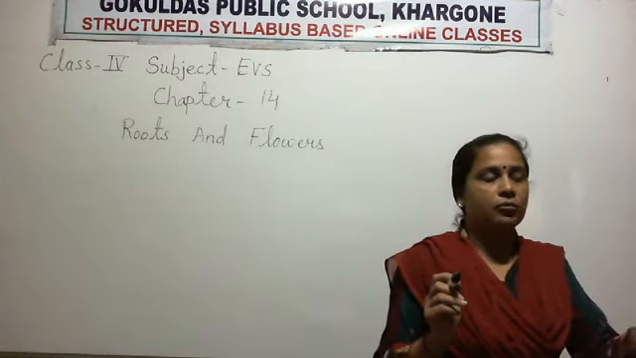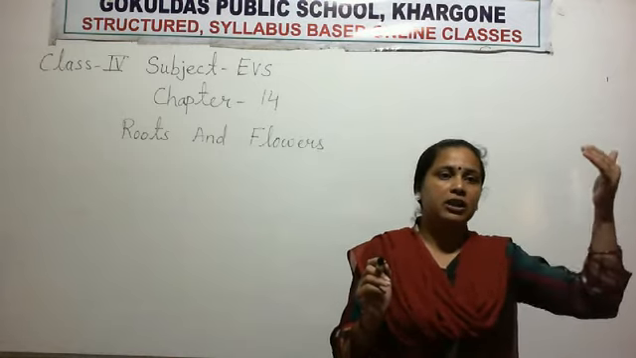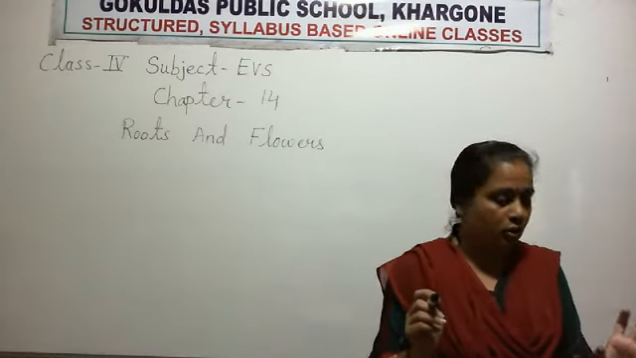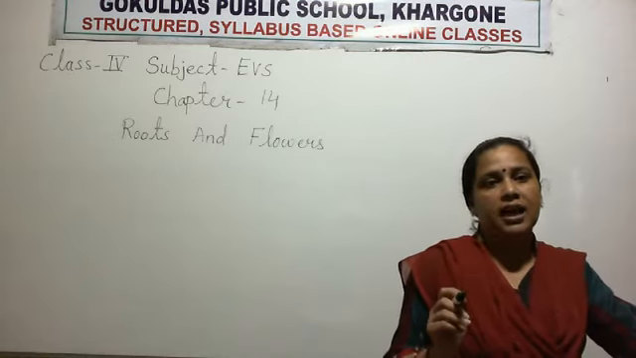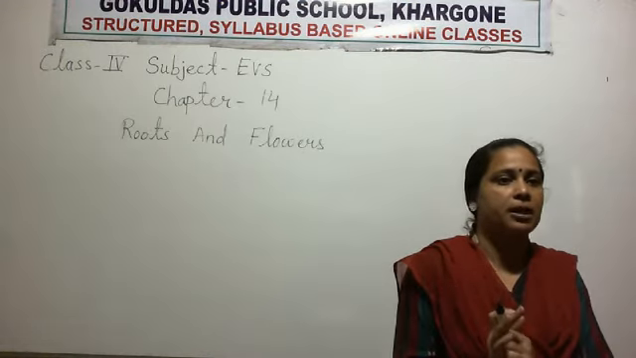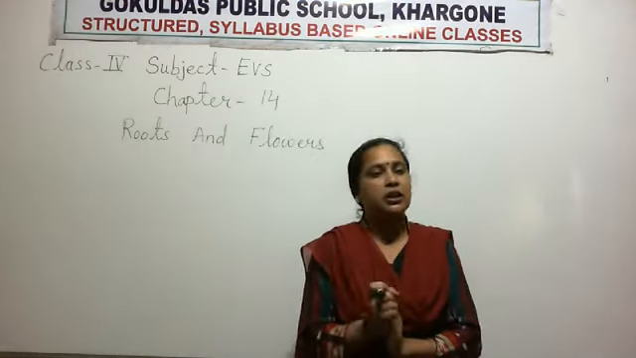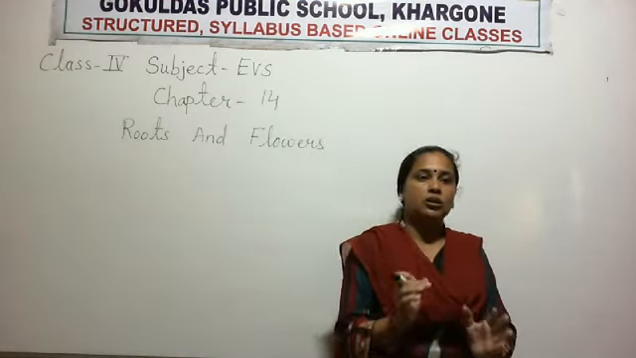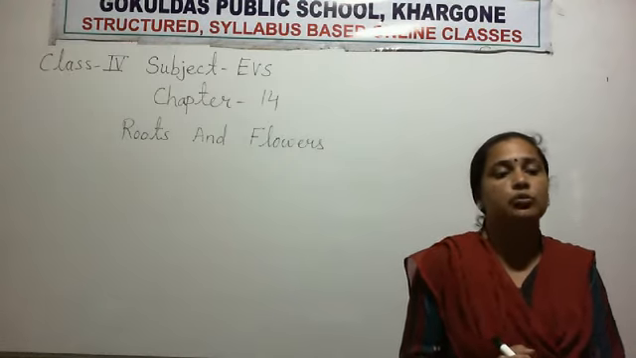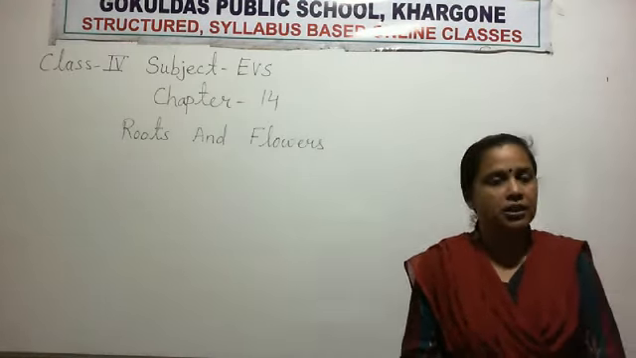Now if we come to the female part, it is basically divided into three parts. First is ovary, style and stigma. These are the three parts of the female part, that is the carpel. So these things are given in this chapter, and the next thing is uses of the flower, how the people use the flower. That thing we already discussed in this chapter.